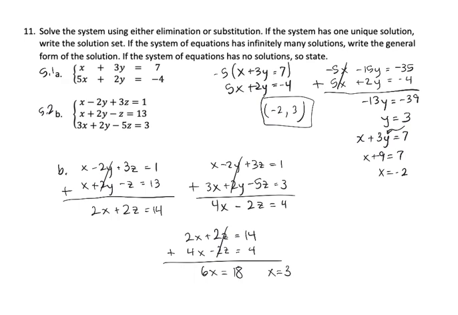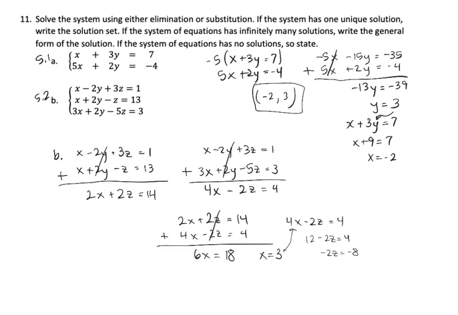So now we can take x equals 3 and go back to one of these smaller equations that only had 2 variables. We can solve for z. I'm going to take this one here. So 4x minus 2z equals 4. If you plug in x equals 3 right there, that becomes 12 minus 2z equals 4 minus 12, so we have negative 2z equals negative 8. Divide by negative 2, I'm going to get z equals 4.